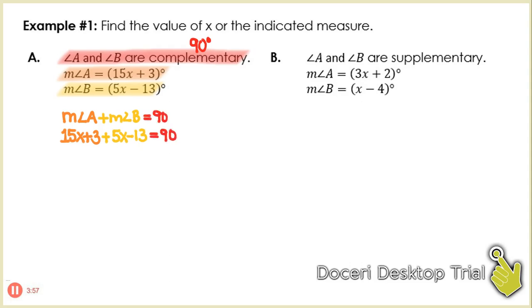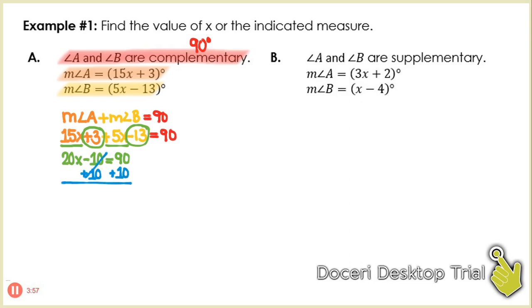Then we're going to simplify the left-hand side of our equation. So we're going to combine like terms. 15x plus 5x is 20x. 3 minus 13 is negative 10, and that's equal to 90. Then we're going to undo our operations in reverse order. So I'm going to undo subtracting 10 by adding 10.